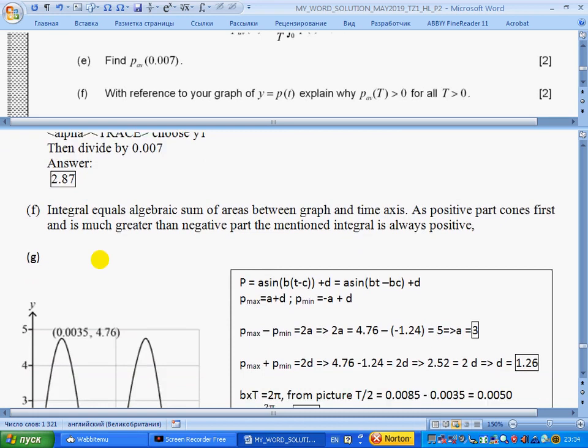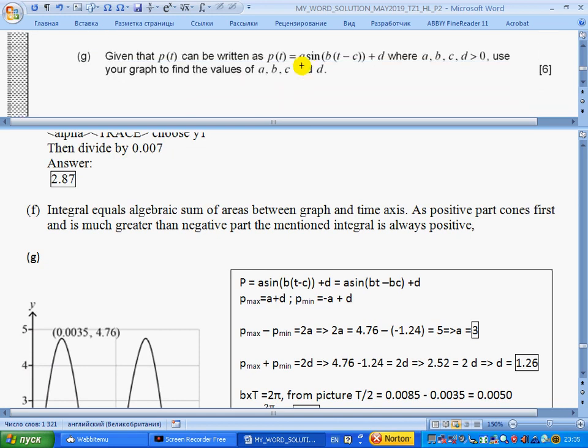So answer is like this: integral equals algebraic sum of areas between graph and time axis, as positive part comes first and is much greater than negative part, the mentioned integral is always positive. G. Given that P can be written as this, find A, B, C, and D. Okay, let's do it.